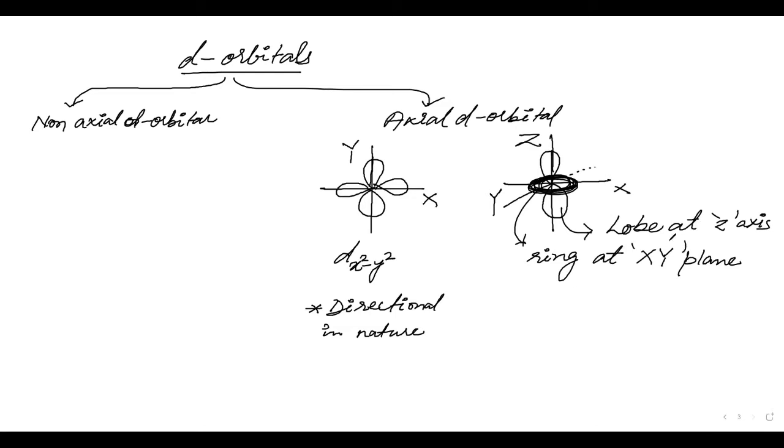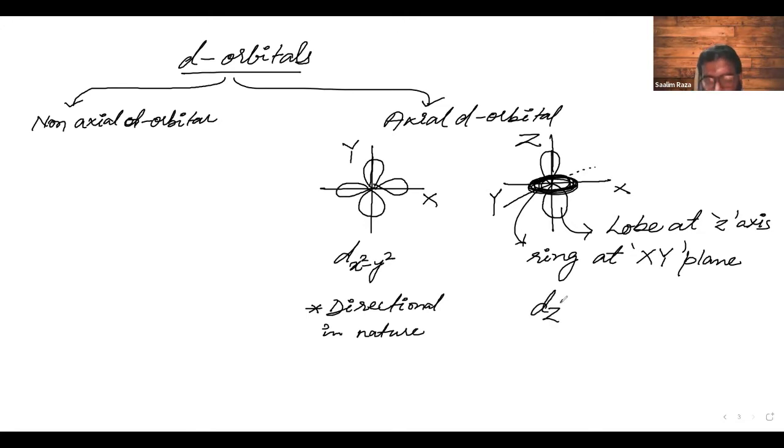Rings are planar. Let me just show that to you. Can you see this? Yes, sir. So this is the z-axis, and in between is that yellow thing, which is the xy plane, and it is the ring. You have the dz square like this. This is called dz square, and both of them are directional in nature. Electron density is only at some points, not at all points like in the s subshell.